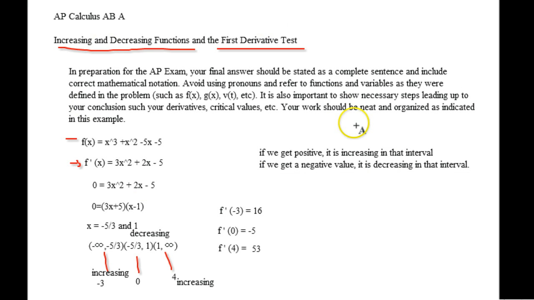But remember, use complete sentences and just be careful about how you do this stuff, okay?